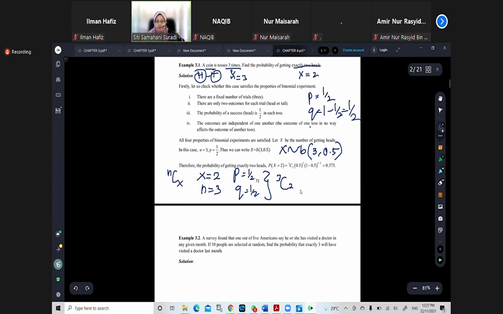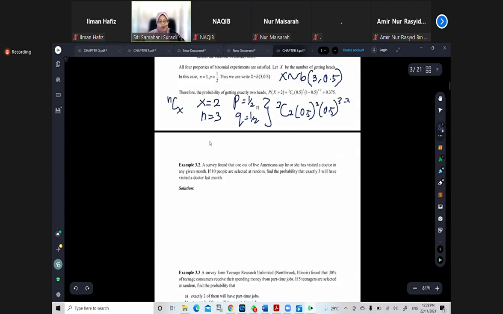So that means p is 0.5 raised to the power 2. And this one you get 1 minus 0.5, so 0.5 to the power 3 minus 2. Then you get the answer 0.375. That is the probability of getting exactly 2 heads. Okay. Now the second one.